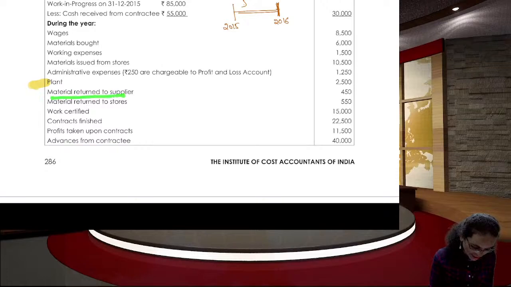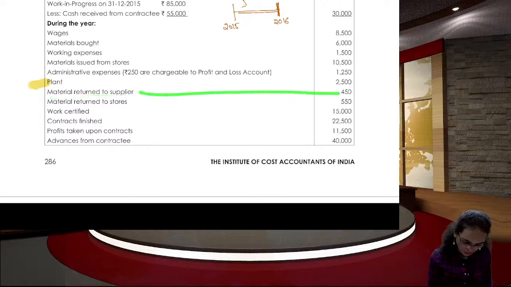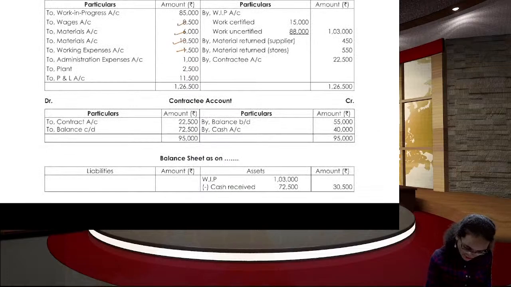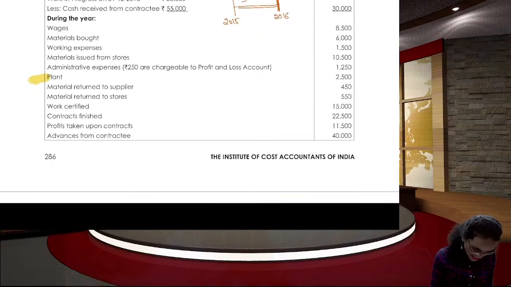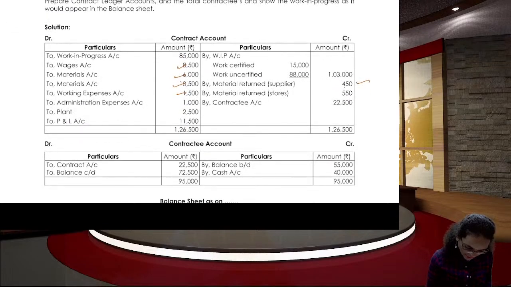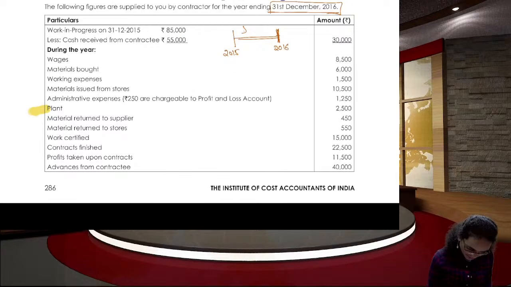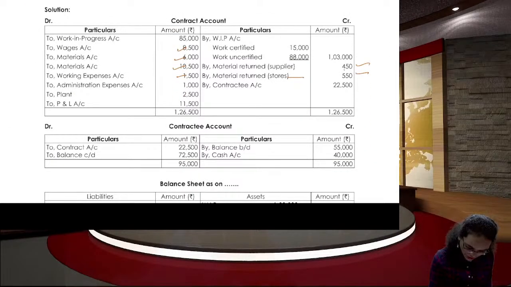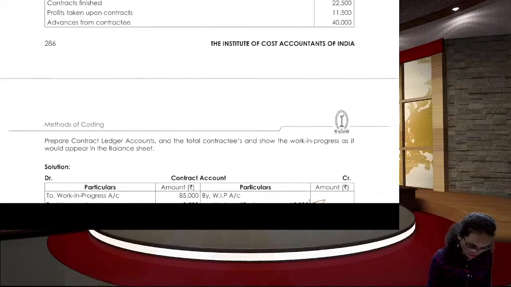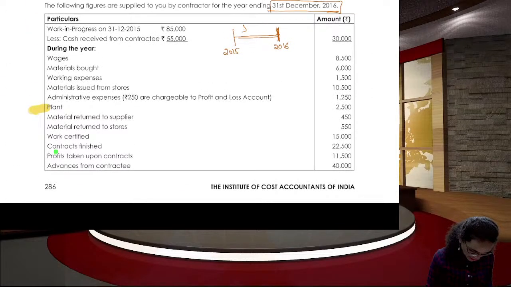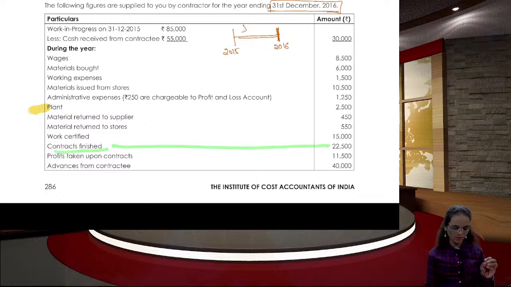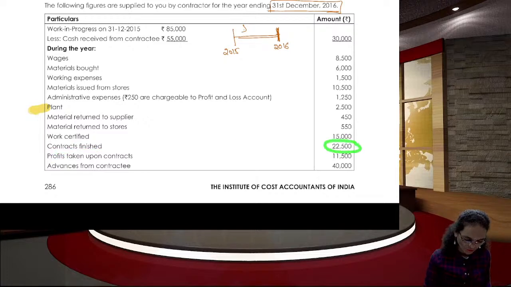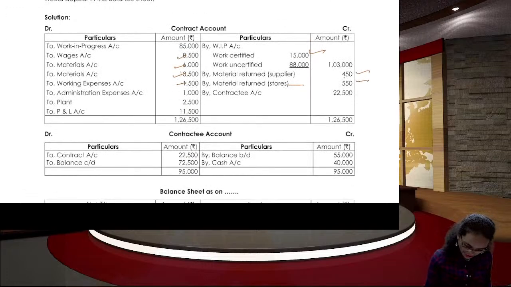Next, material returned to the supplier. It is a return, 450. Come back here. Material returned to the supplier 450. Next, material returned to the stores. This is also a return, 550. Next, work certified 15,000. You write work certified 15,000. Next, contract finished, closing contract value 22,500.